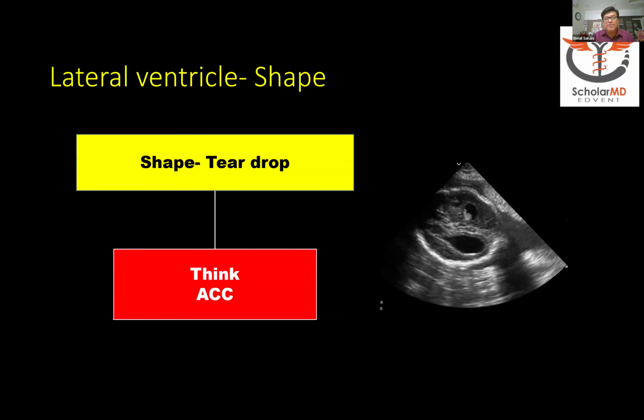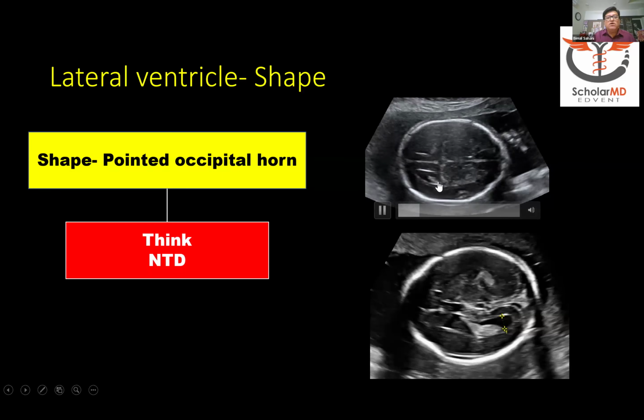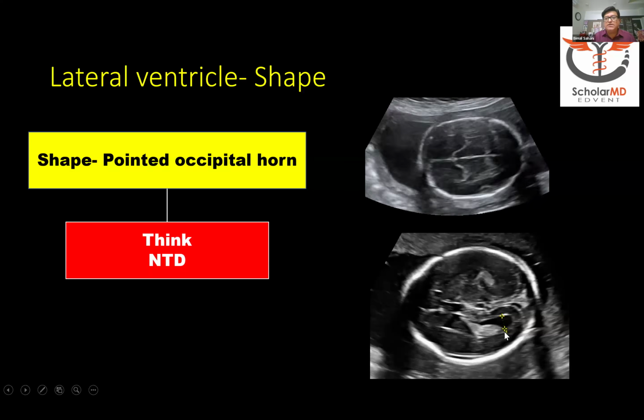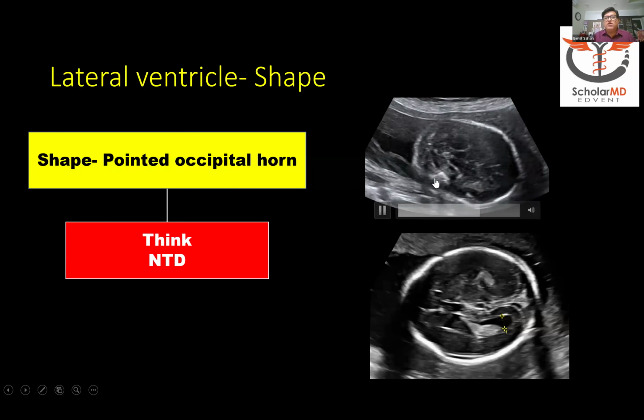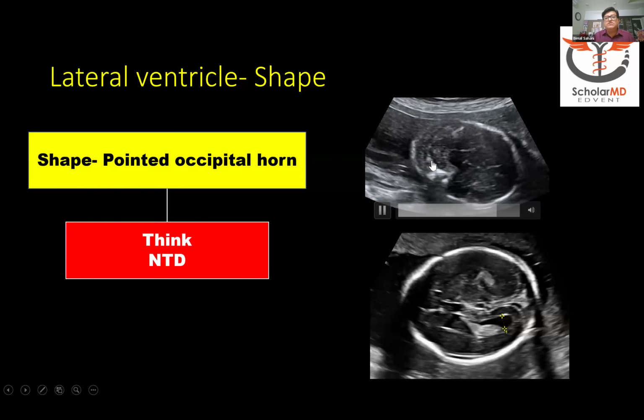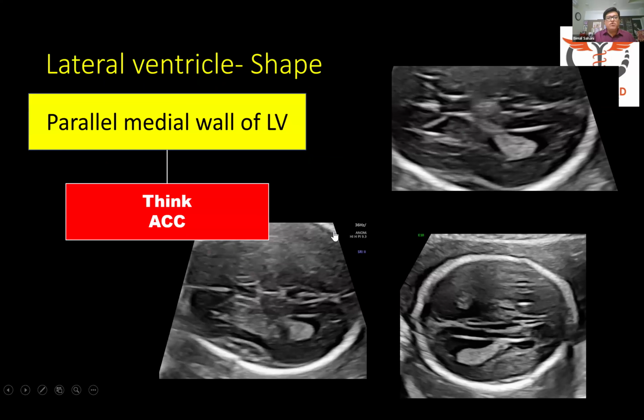So, if you look at the shape and find that the shape is teardrop, then think of agenesis of corpus callosum and go ahead and look at the mid-sag. If you find that the posterior or the occipital horn is pointed, this is a normal occipital horn, which is nice and circular, and here you can find that the occipital horn was pointed. Think of neural tube defects. And as I go a little posteriorly, I find the banana sign, which is present in an open neural tube defect.